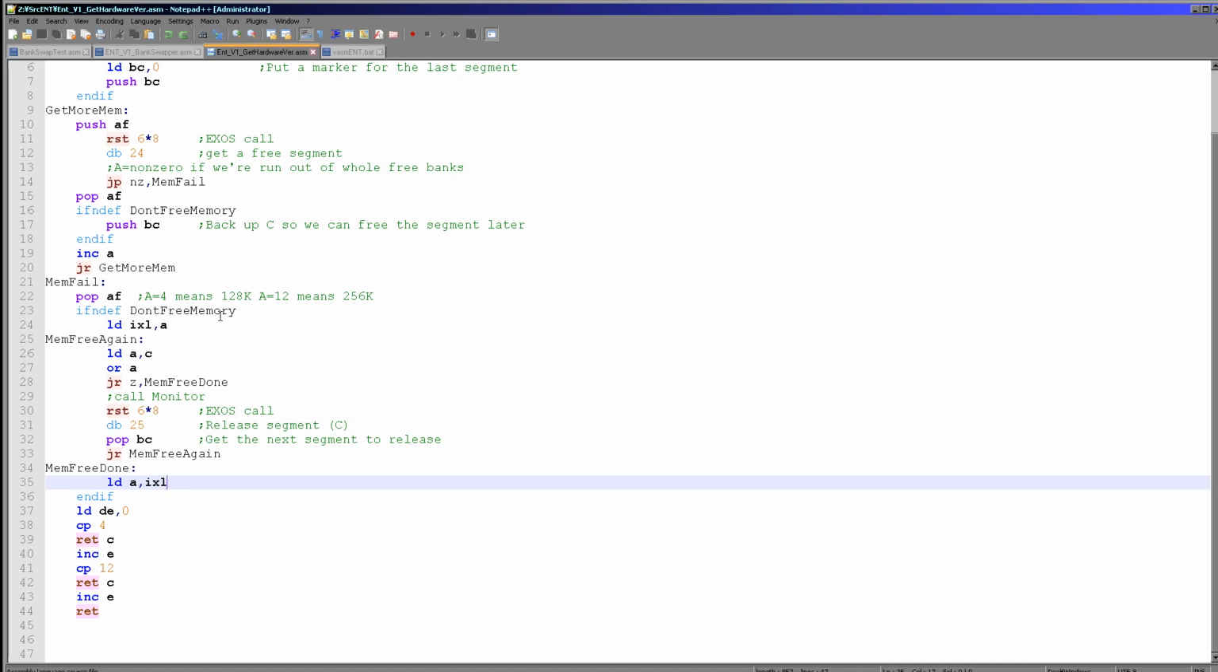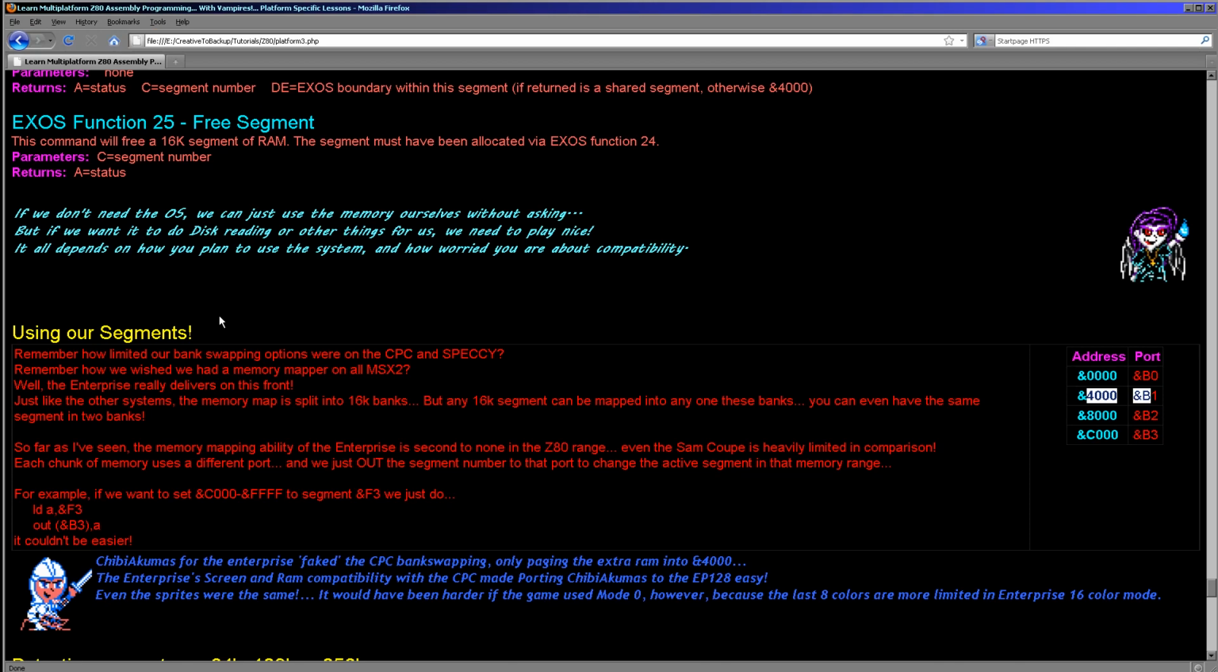Anyway, that's all for today's lesson. Next week we're going to look at another system. We're going to be looking at the SAM Coupe. The SAM Coupe is a system with an incredible amount of memory. There are two versions of the SAM Coupe. One has 256k, the other has 512, and it can even go up to 4 megabytes, I believe. However, that said, it does have some unique problems on the SAM Coupe, so we're going to look at that next week. Anyway, I hope you've enjoyed this week.